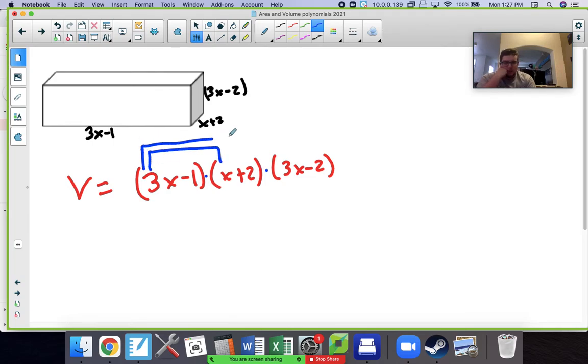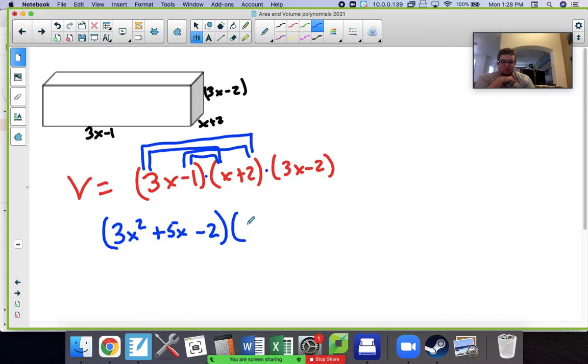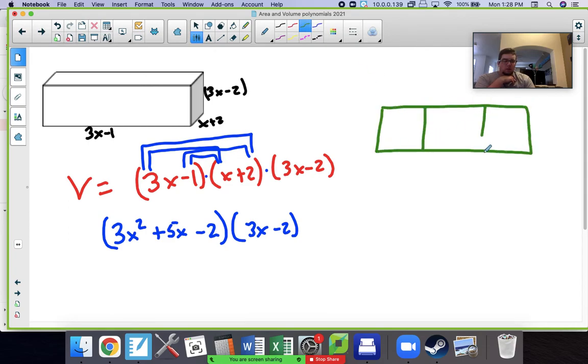So I'll just multiply the first two. I get 3x squared. So 3x times 2 is 6. Minus 1x gives us 5x in the middle. Negative 1 times 2 gives us negative 2. We're then going to take this trinomial and multiply this binomial. We'll use our box.